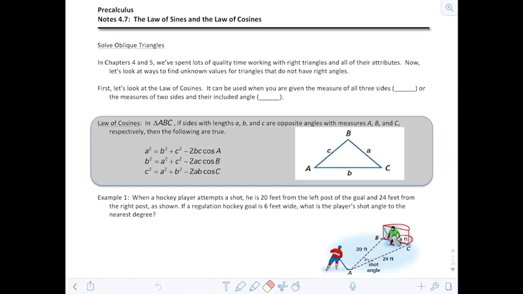Okay, notes for 4-7 on the law of sines and law of cosines. So in this section, we're going to solve triangles that are not right triangles. They are what we call oblique. They have no right angles in them.